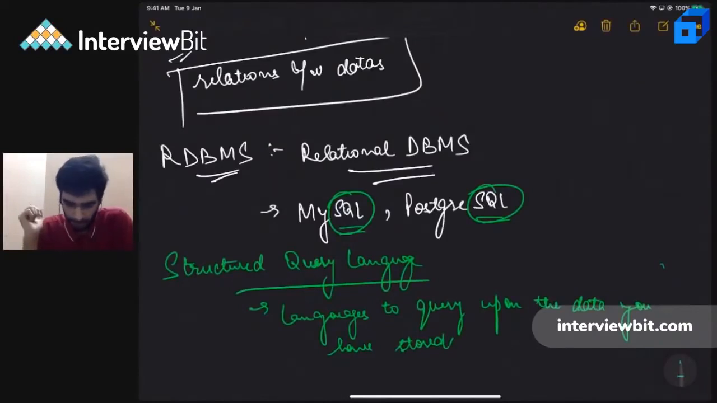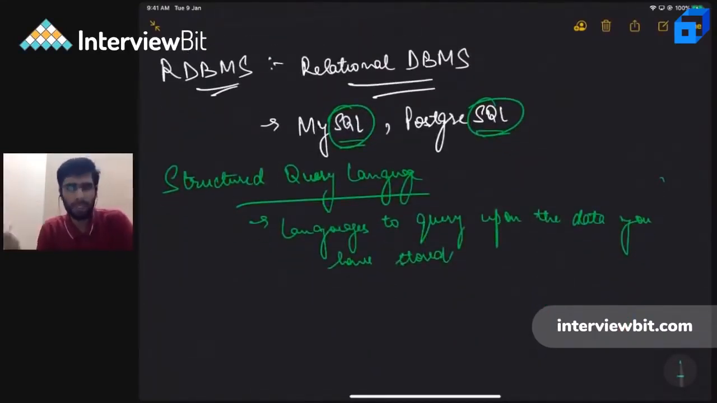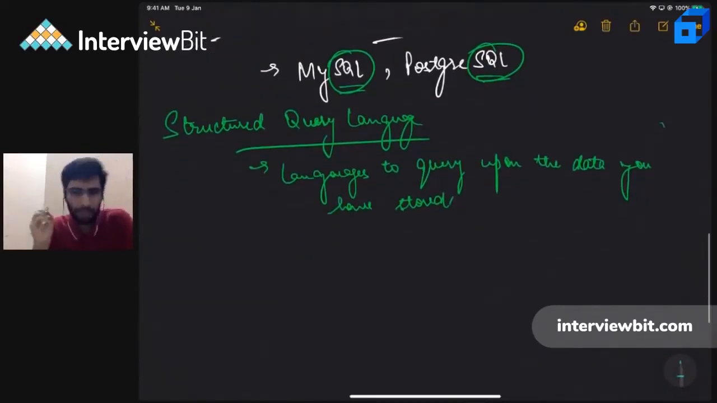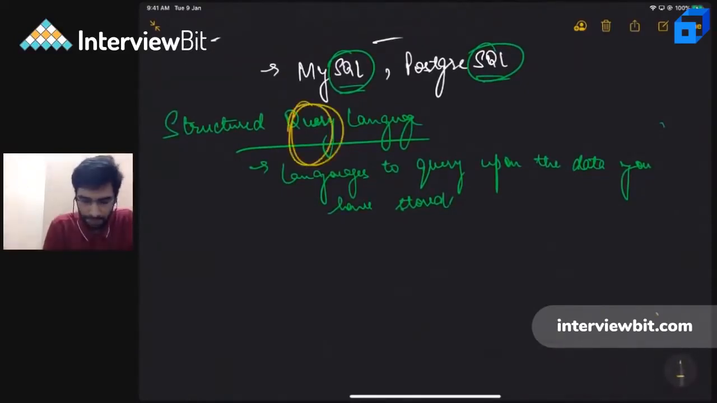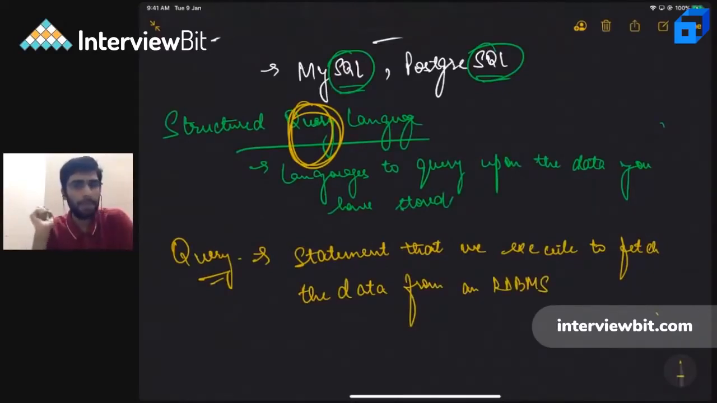Okay, cool. So now SQL, as we told, is the most important language that is used to fetch data from RDBMS systems. Now let us see how SQL works. The very first important thing that we see from the word SQL itself is a query. What is a query? A query is nothing but a statement that you execute to fetch the data from an RDBMS.